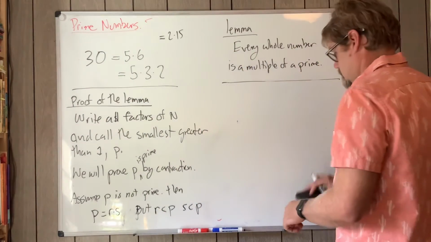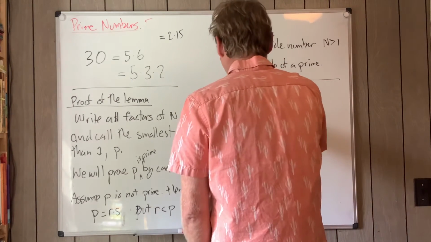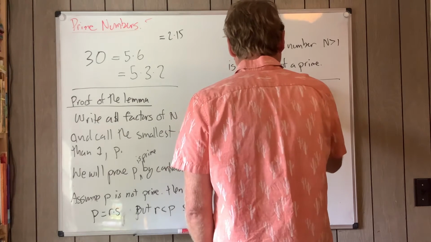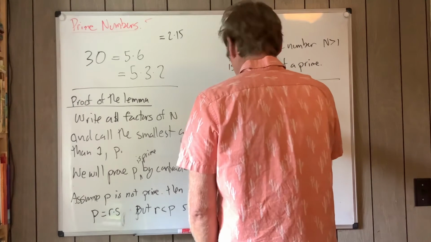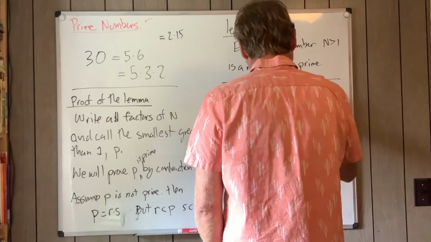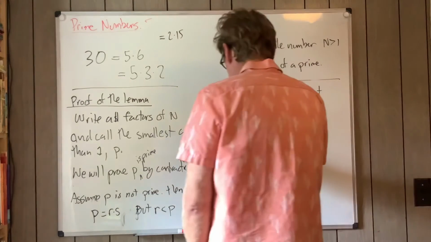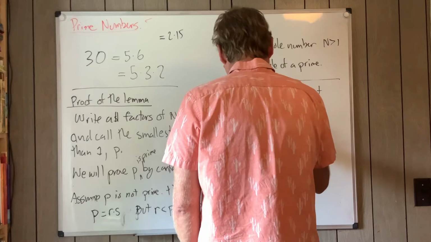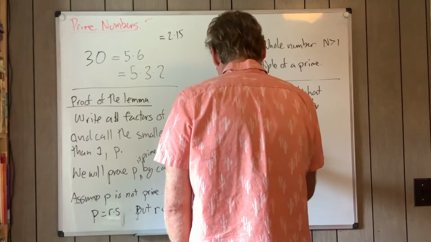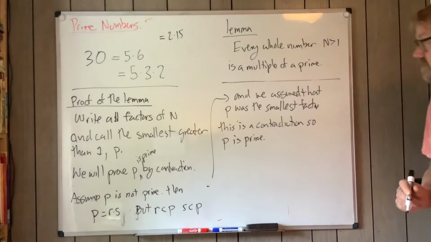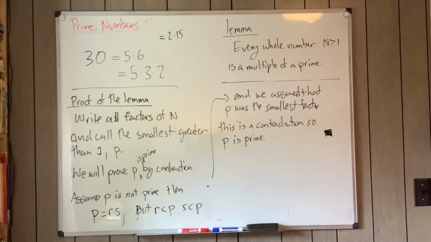But r is less than p and s is less than p. Come back to here, this is the continuation of the proof. But we assumed that p was the smallest factor. This is a contradiction. So p is prime. Okay, let me go through that again for a second. And boink, proof done.